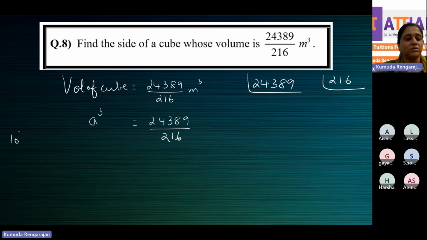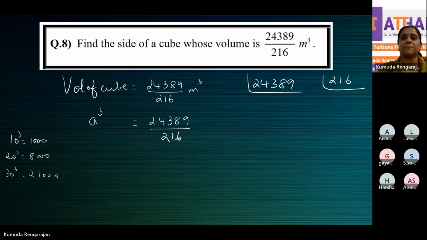What is 10 cubed? 1,000. What is 20 cubed? 8,000. What is 30 cubed? 27,000. Okay, so 30 cubed is 30 into 30 into 30, 27,000. 20 cubed is 20 into 20 into 20, which is 8,000. And 10 cubed is 10 into 10 into 10, which is 1,000.